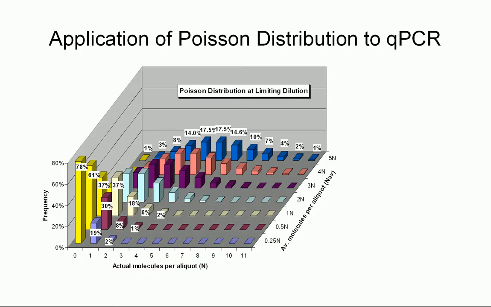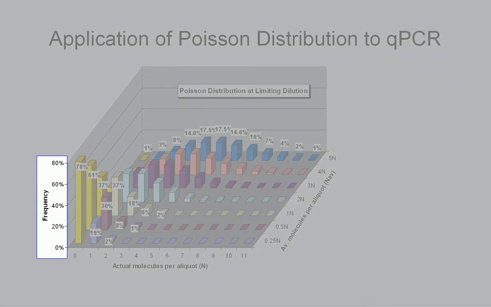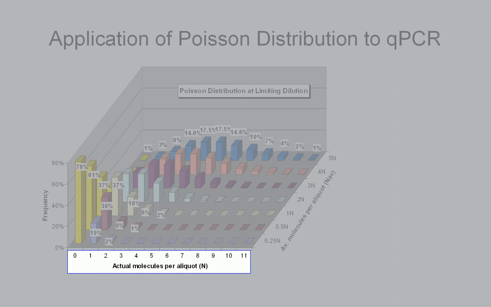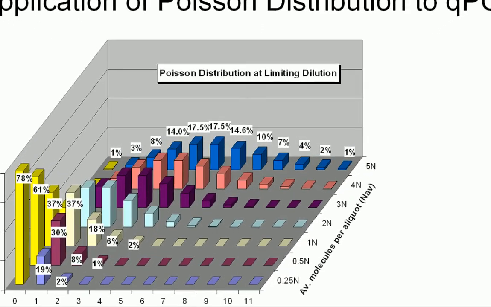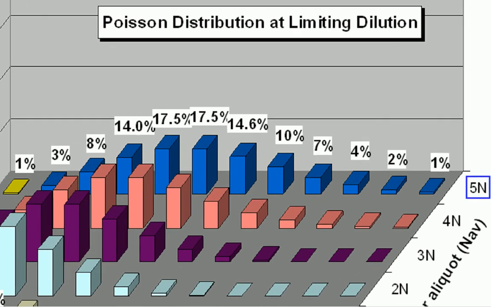This graph was constructed using the Poisson distribution function within Microsoft Excel. Sometimes called the law of small numbers, Poisson distribution describes the probability that an aliquot will contain a specific number of target molecules when the target concentration is very low. For example, at a target concentration of 5 molecules per aliquot, only 17.5% of all aliquots will actually contain 5 target molecules. The remaining aliquots are predicted to contain target quantities ranging from roughly 2 to 8 molecules.